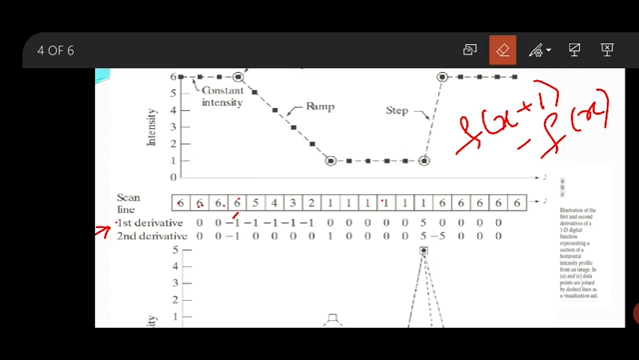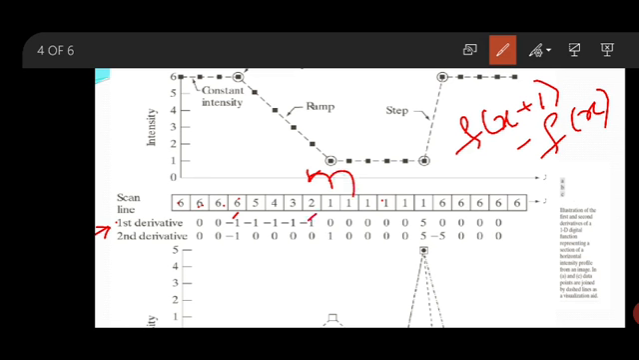Once you subtract, 4 minus 5 is minus 1, 3 minus 4 is minus 1, 2 minus 3 is minus 1. Just reverse the way: 1 minus 2 is minus 1, 1 minus 1 is 0. Whatever I am performing here, 1 minus 2 is minus 1.